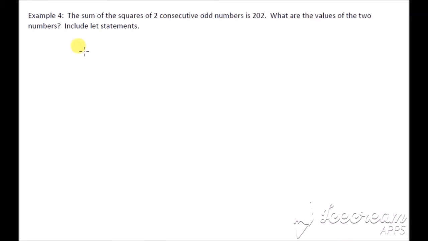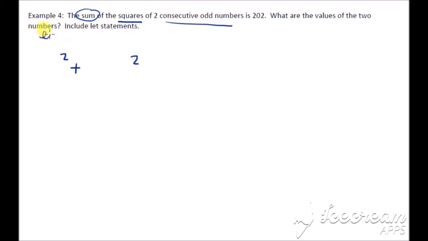Okay, the sum of the squares of two consecutive odd numbers is 202. So first of all, sum is plus. Squares is going to be something squared plus something squared. And then consecutive odd numbers.